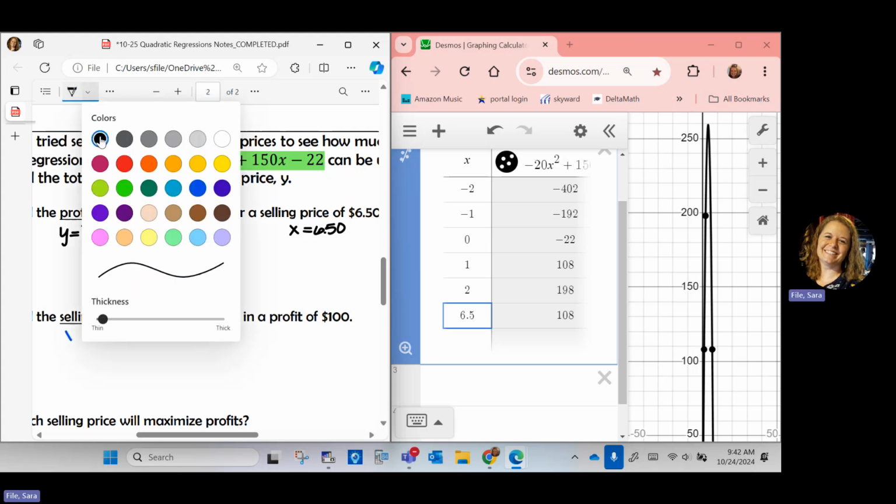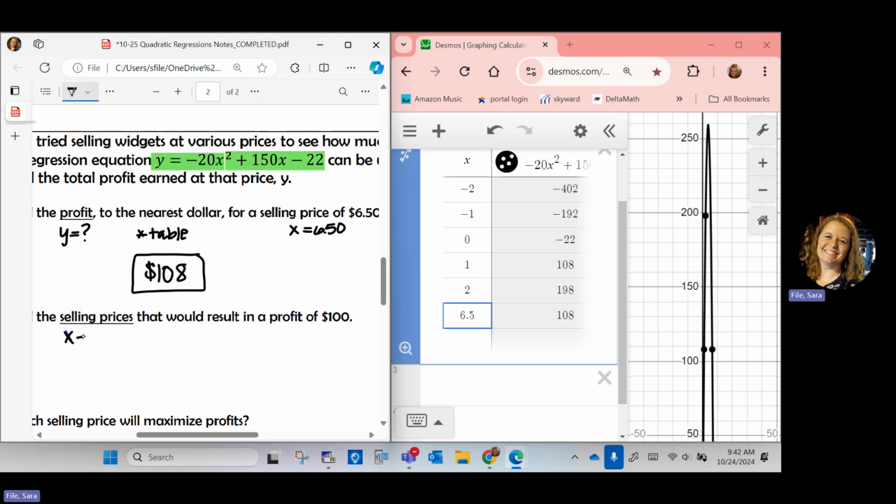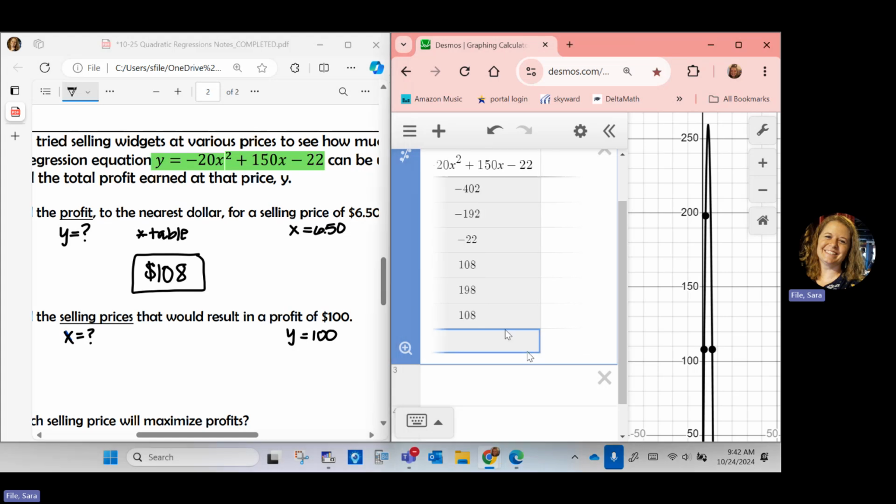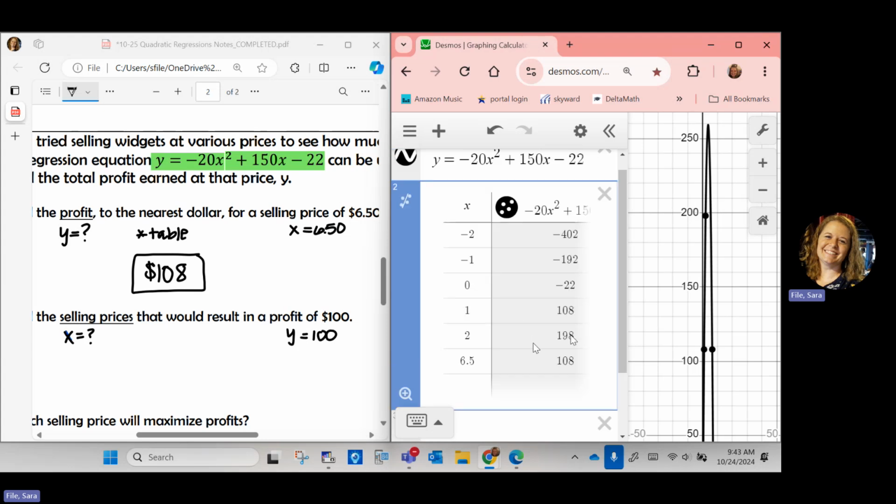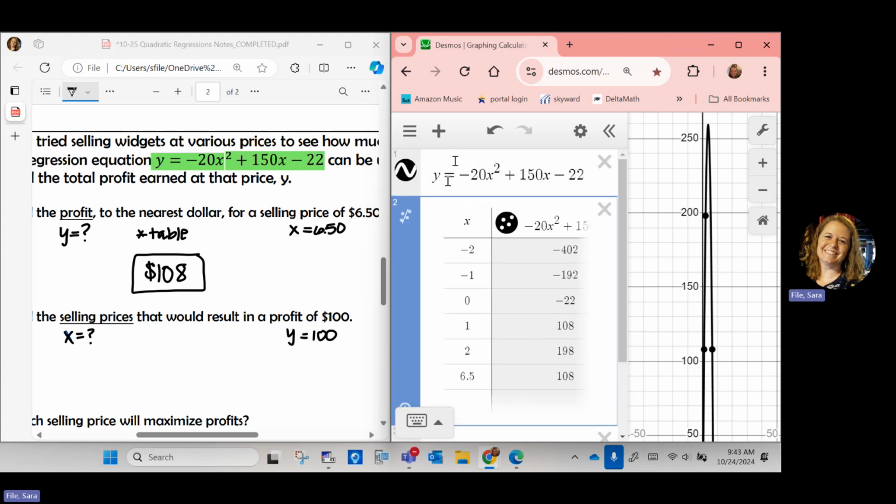Okay, so this time they're asking, what is the selling price that would result in a profit of 100? Now it's reversed. Instead of giving us X and asking for Y, they're giving us Y and asking for X. You cannot type 100 into your Y column and work backward, so you can't use the table here. You could use the equation and type 100 in for Y, and then algebraically solve, but that would take a little bit of time.